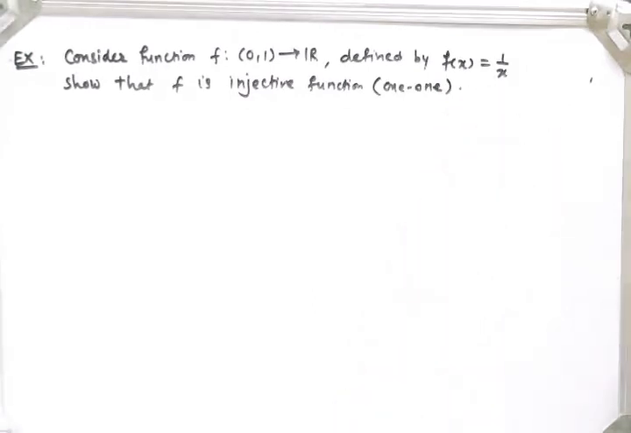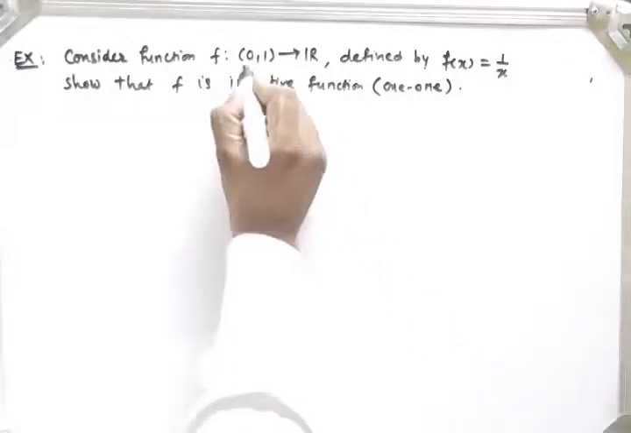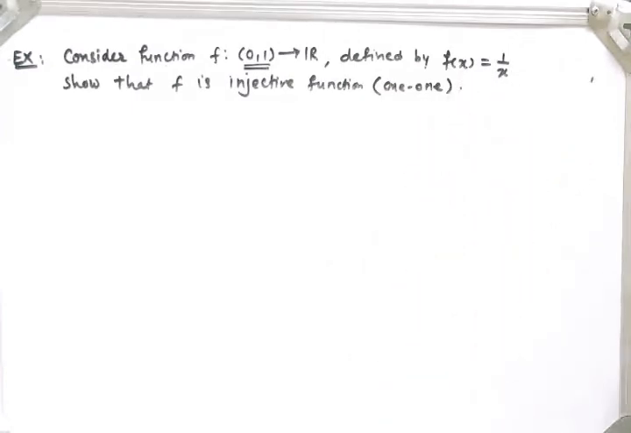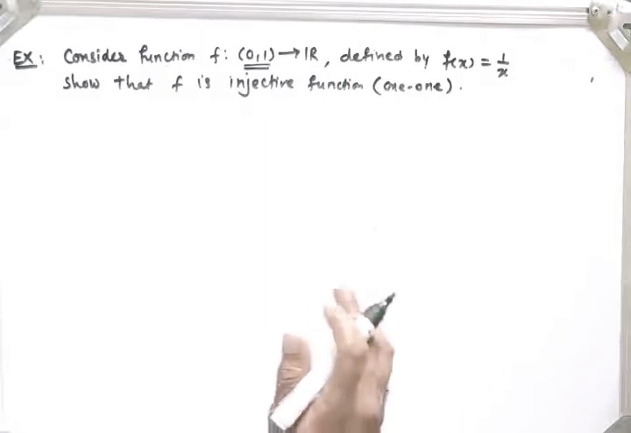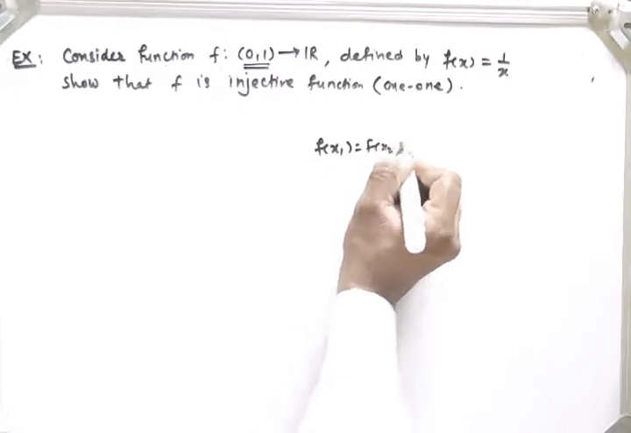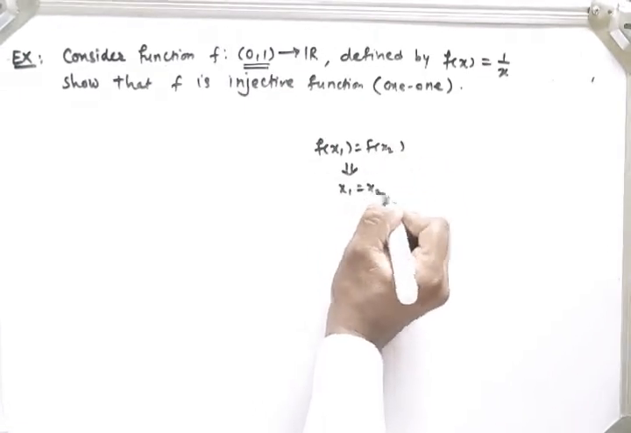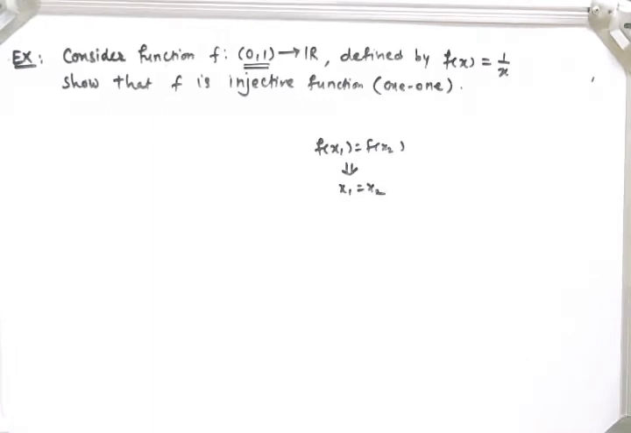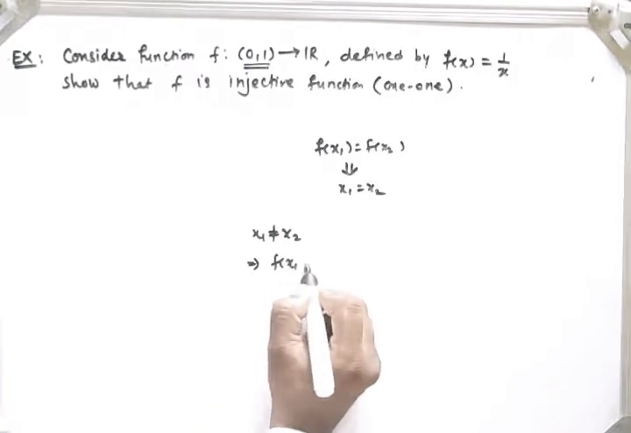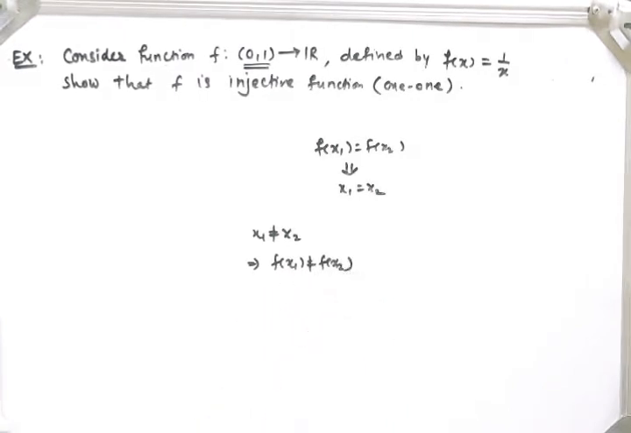So to show this means to show, if I take any two elements from domain, then if x1 is equal to x2, then show that f of x1 is equal to f of x2. Or if f of x1 is equal to f of x2, then their values x1 is equal to x2 are also equal. Show by this way, or you can show if x1 not equal to x2, then show that f of x1 not equal to f of x2. Now you can verify using these two conditions, either this way or this way.